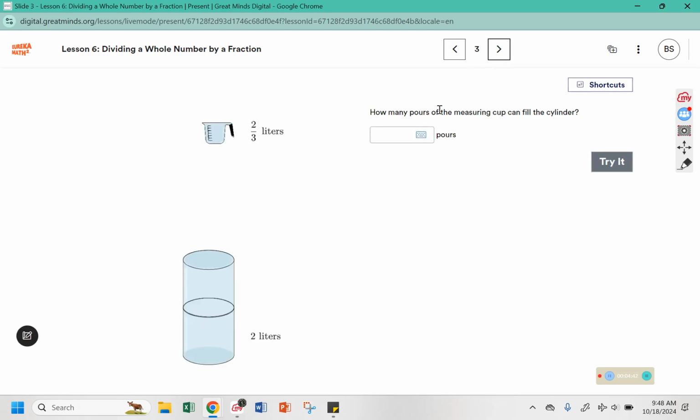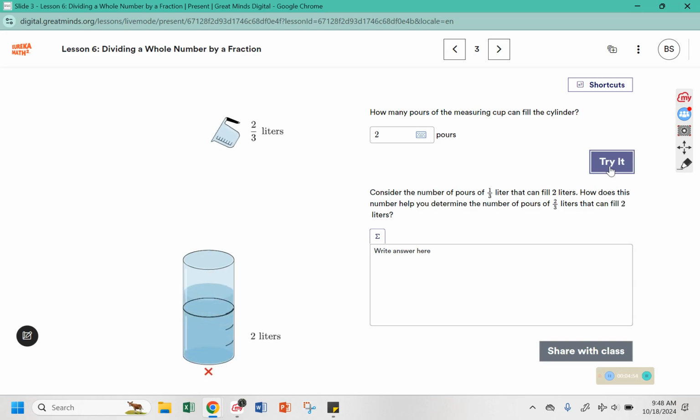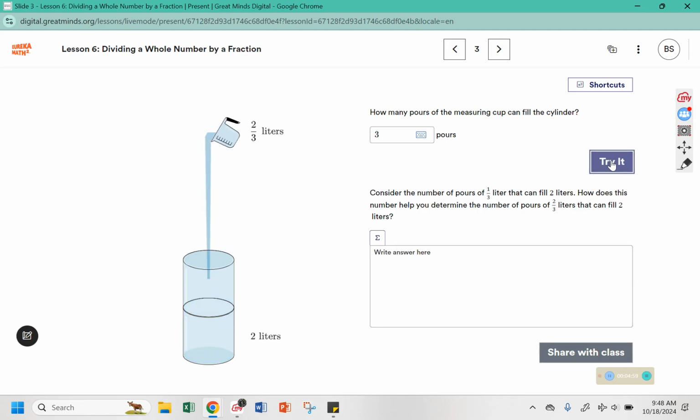How many pours of the measuring cup can fill the cylinder? Let's try 2. That is not quite enough. Consider the number of pours of 1/3 liter that can fill 2 liters. It would take 3 to fill 1, so 6 to fill 2.